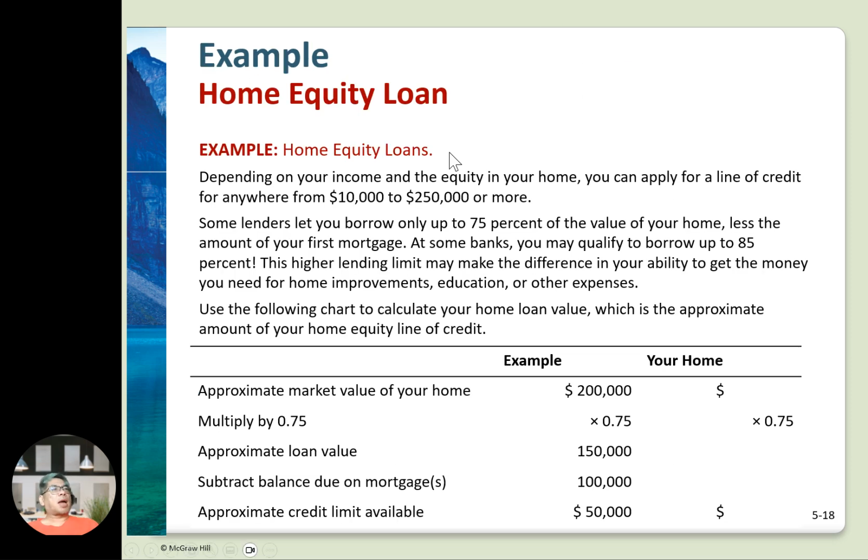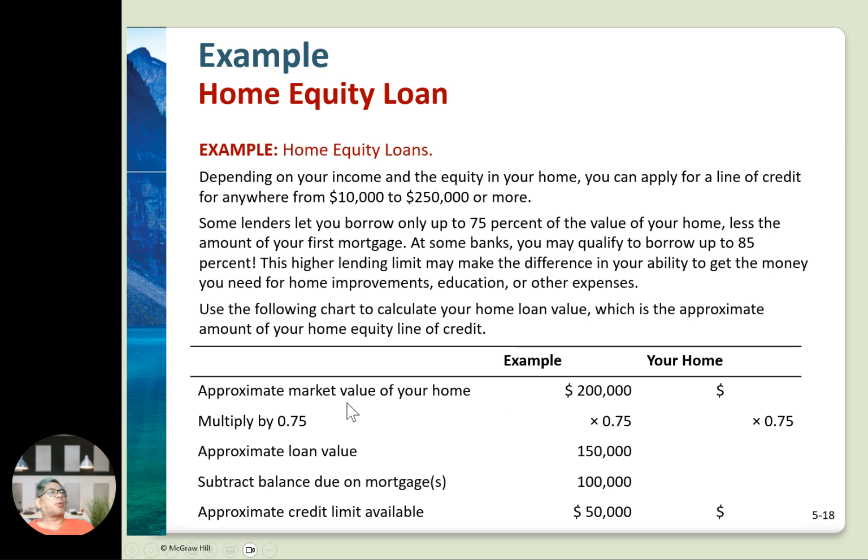Example of a home equity loan. Here's an example, guys. Depending on your income and equity, you can apply for a line of credit from 10,000 to 250,000 or more. Some lenders allow you to borrow up to 75% of the value of your home, less the amount of your first mortgage. At some banks, you may qualify to borrow up to 85%. This higher lending rate may make the difference in your ability to get the money you need for home improvements, education, and other expenses. Use the following chart to calculate your home loan value, which approximates the amount of your home equity line of credit.